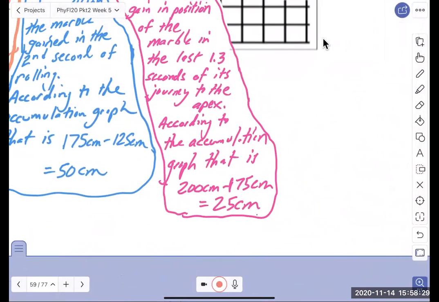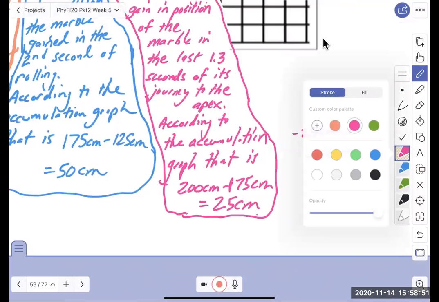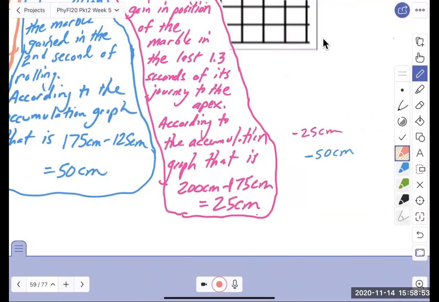Okay, and then the same thing happens on the other side. So the first part of that you would lose 25 centimeters, on the second part you would lose 50 more centimeters. Okay, so now a total of 75 centimeters, and then you would lose the 125 centimeters. So you end up losing everything you gained. All right.